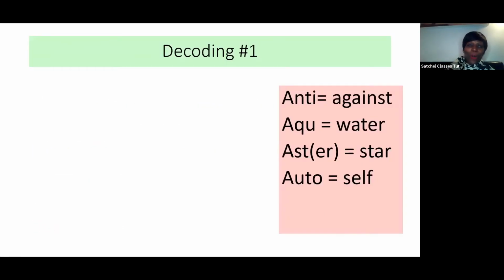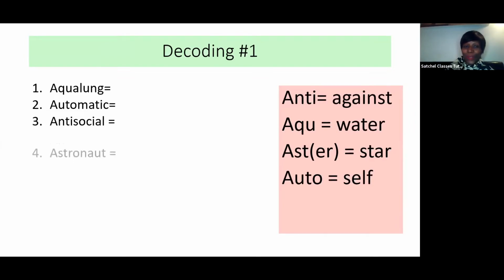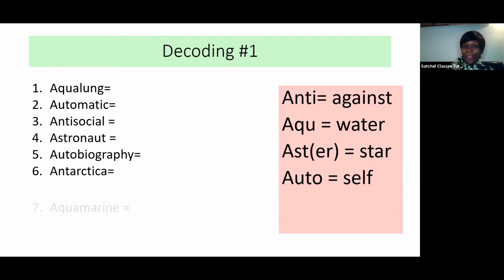Okay, I've got five different rounds to help you try and decode and understand words in context. So, what do you think is an aqualung? What does it mean if something is automatic? What is antisocial? What is an astronaut? What is an autobiography? And Antarctica, where does that word come from? An aquamarine. And then what do you think an astazoa is? Have a go at that round.